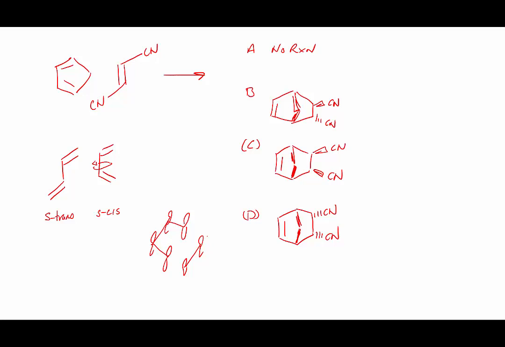So you can't have it S-trans. Sorry, S-cis. You have to have it perfectly S-cis, not S-trans, because it has to plop on top of the double bond. So that distance between 1 and 4 has to be perfect for the movement of the electrons. Okay. The alkene can be either cis or trans.